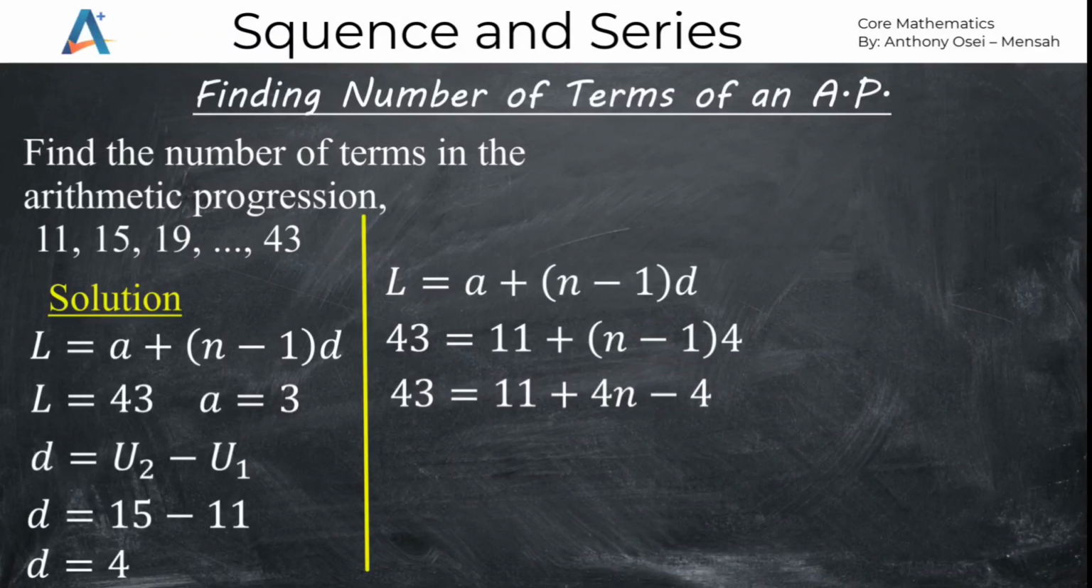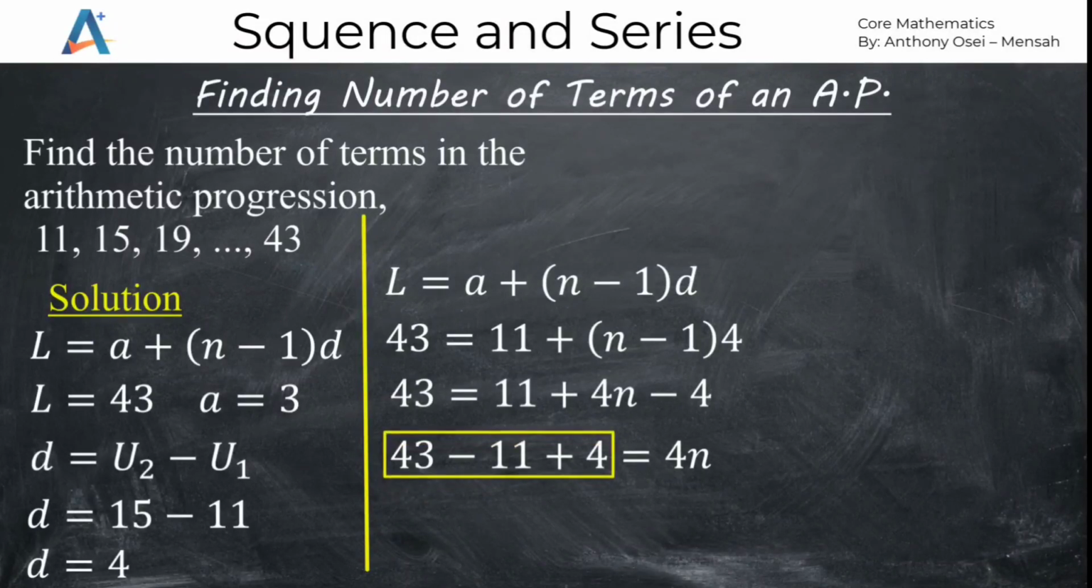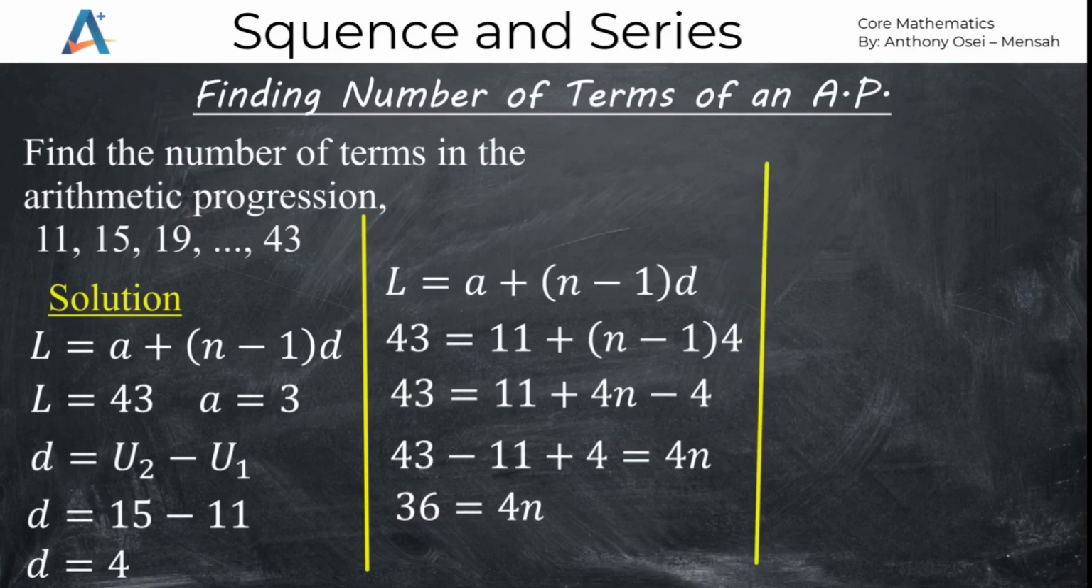Let us change the subject to make n the subject. So it becomes 43. Now we take all the constants to the left-hand side to join the 43. So we take positive 11, crossing the equal sign to be minus 11. The negative 4 is a constant, crossing the equal sign to the left-hand side becomes positive 4, equal to 4n, which has the variable n. Now we simplify these, and then we make n the subject. 43 minus 11 plus 4 should give us 36. It's equal to 4n. Then we have to divide both sides by 4. So 36 is equal to 4n.